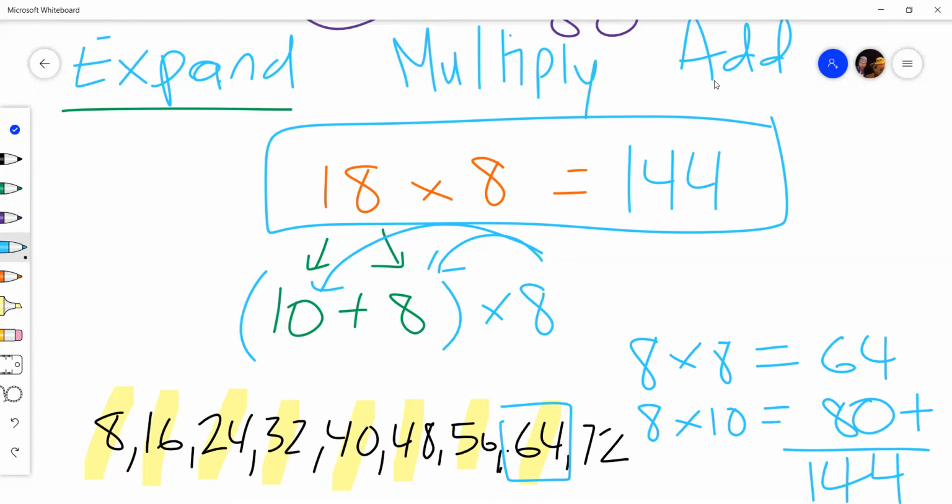Okay, so like we did, 18 expanded to 10 plus 8. Then I multiplied the 8 times 8, then the 8 times the 10, and I added those two answers together to get 144. So go ahead and give this a go. A lot of fun. As I say, I like this process. If you have any questions, continue to ask.